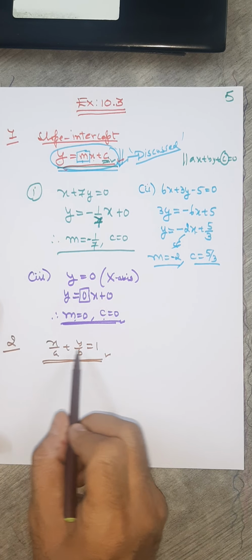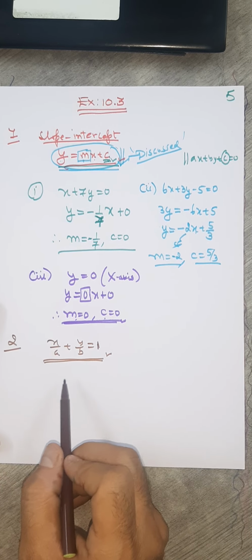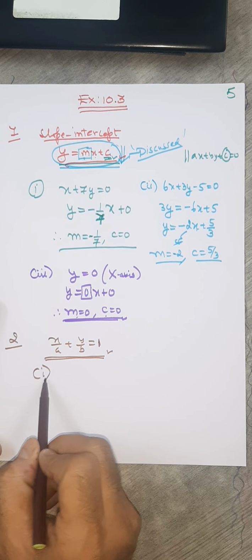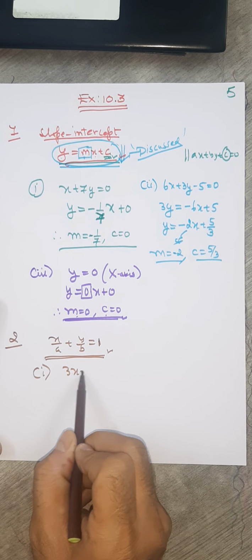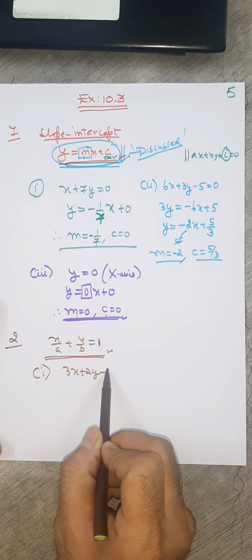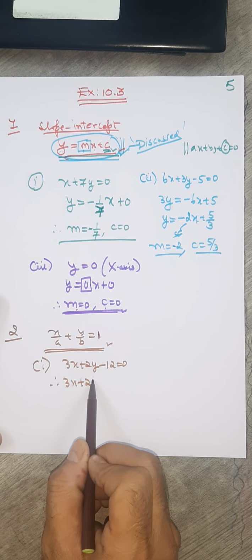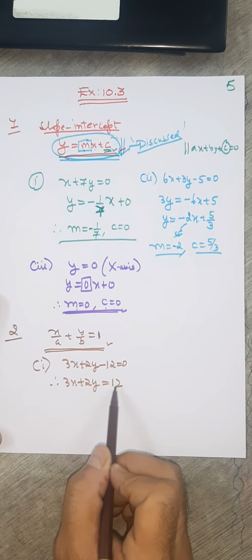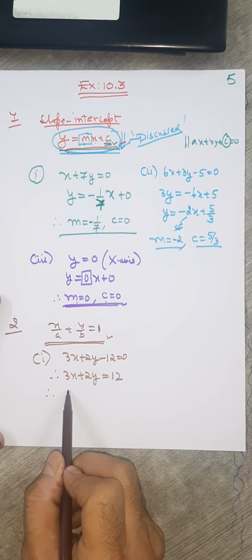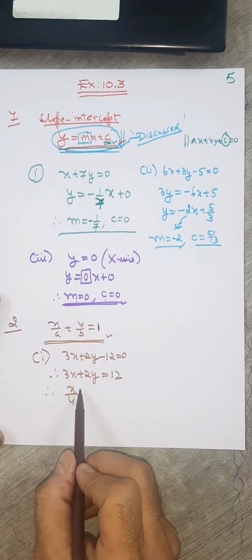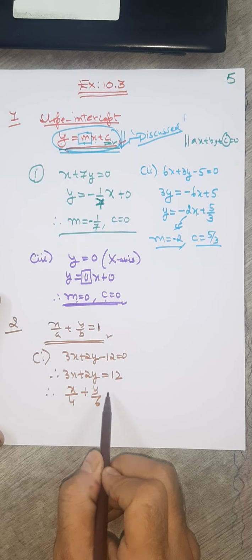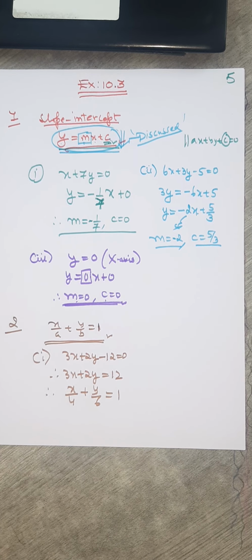So what we'll do? We take the constant on the right hand side and we make it 1. Like see, first question. Which question? 3x plus 2y minus 12 equals to 0. I'll take the constant on the right hand side. 3x plus 2y equals to 12. I need 1 here. So dividing by 12, this will be x by 4 plus y by 6 equals to 1. What I did? Dividing by 12. I need just 1 on the right hand side.